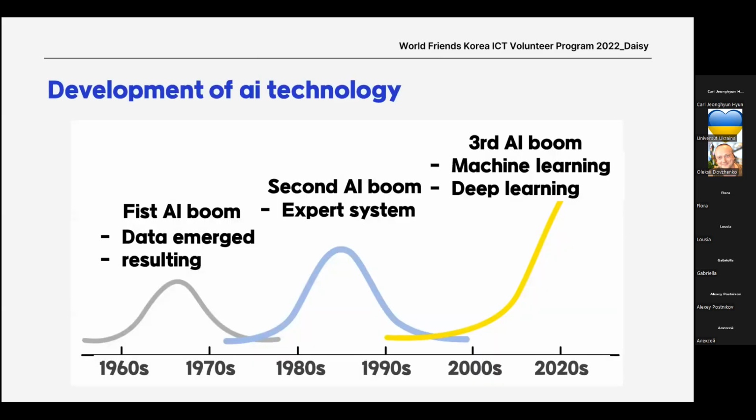Next, I will briefly explain the development of AI technology. Starting in 1960, a large number of studies that explore and infer data emerged, resulting in the first AI boom. In the 1980s, the emergence of expert systems created the second AI boom. Currently, the third AI boom has occurred due to the development of machine learning and deep learning technology.